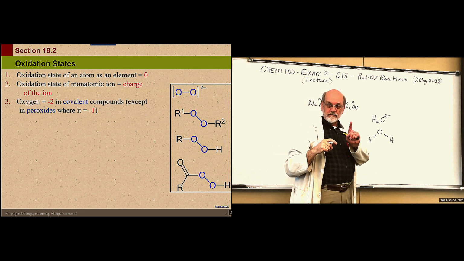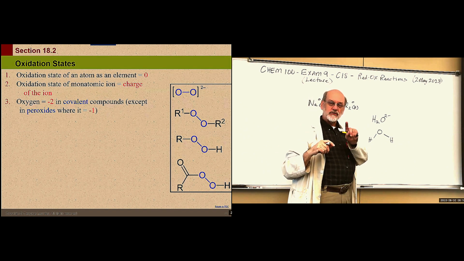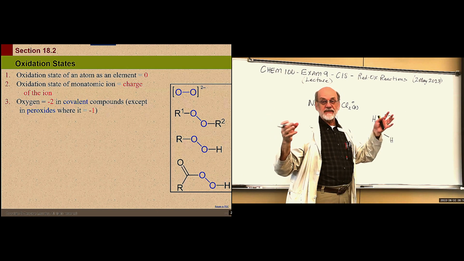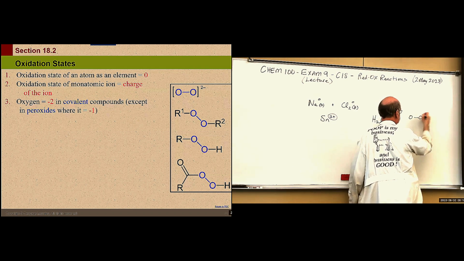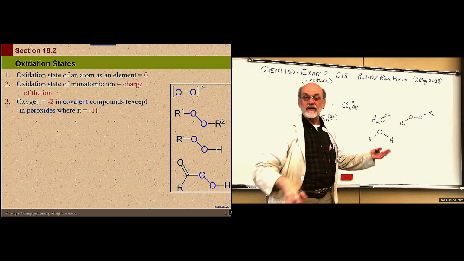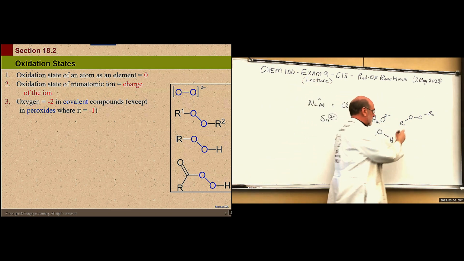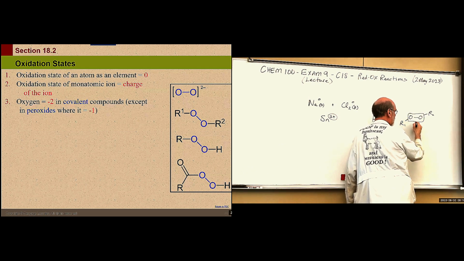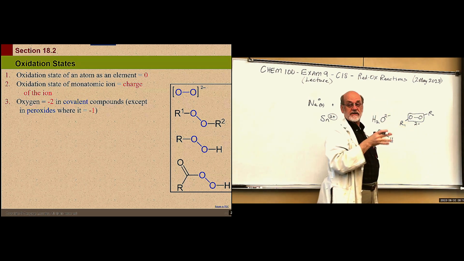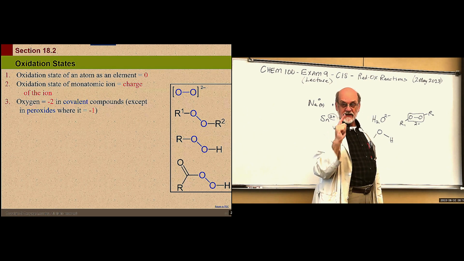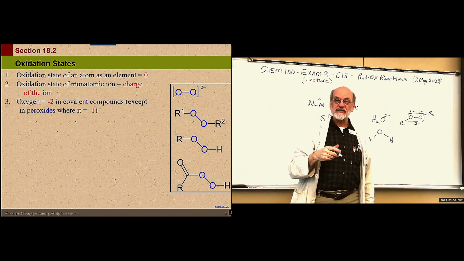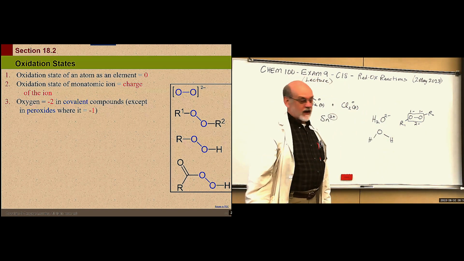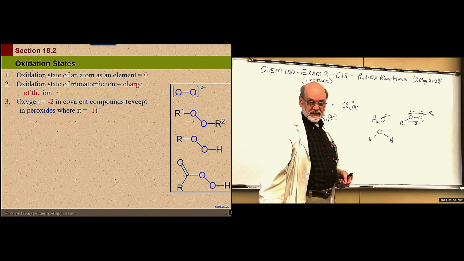One exception to that rule. If oxygen is bound to another oxygen and then to something else, say like this, with some other groups covalently bound to it, then these two oxygens together have a 2- oxidation state, which means each one of them has a 1-. That's called a peroxide. And they always have that -1 oxidation state.